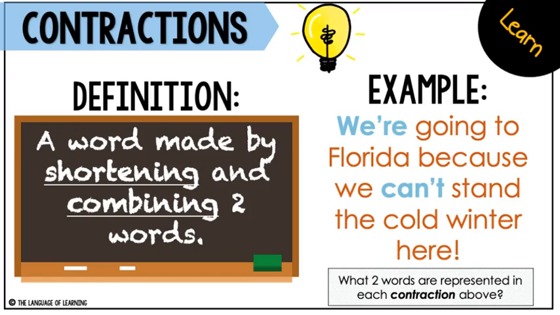So, apostrophes and contractions. Contractions, definition: a word made by shortening and combining two words. An example is, we're going to Florida because we can't stand the cold winter here. What two words are represented in each contraction above? So in the first one, we're, it's we are, and here it is can not.